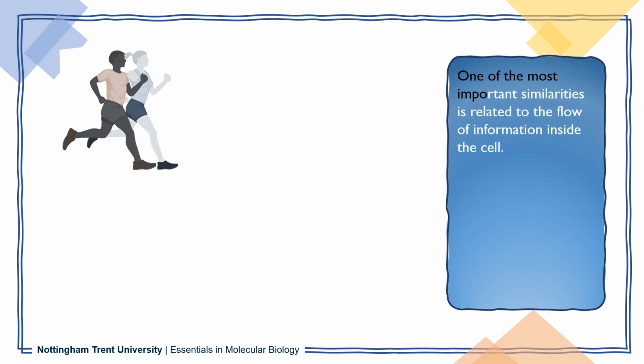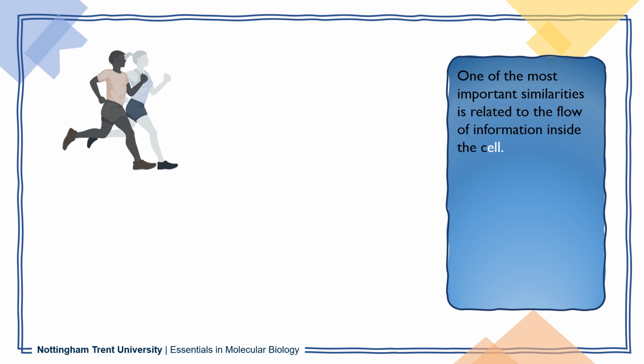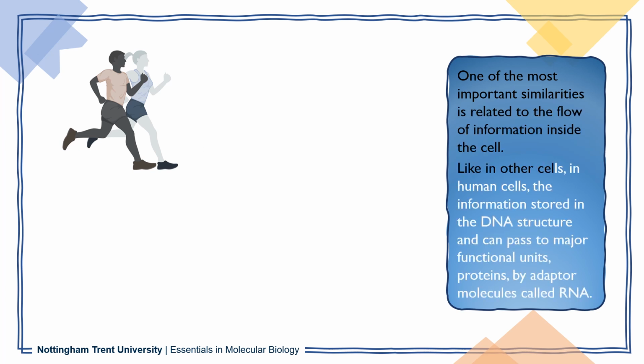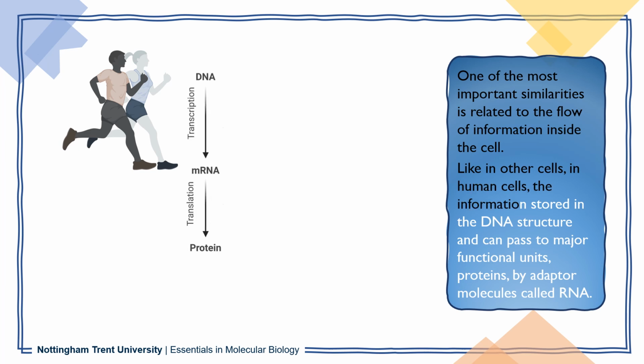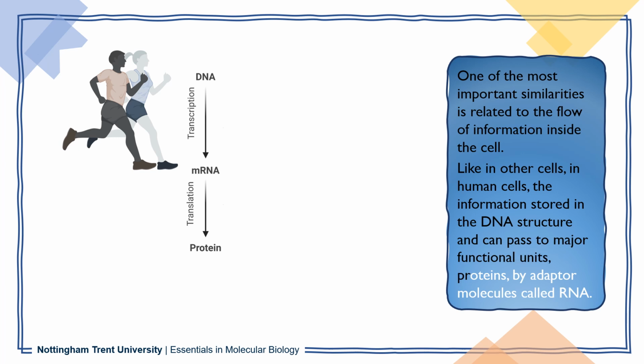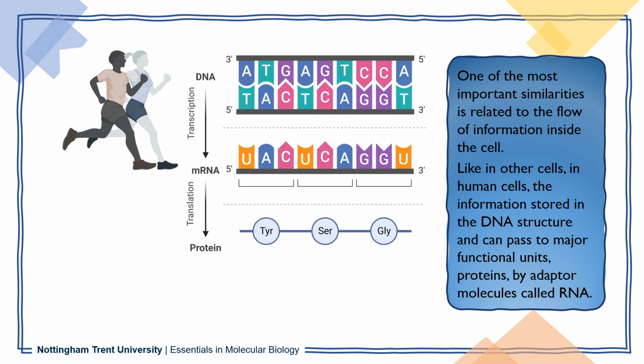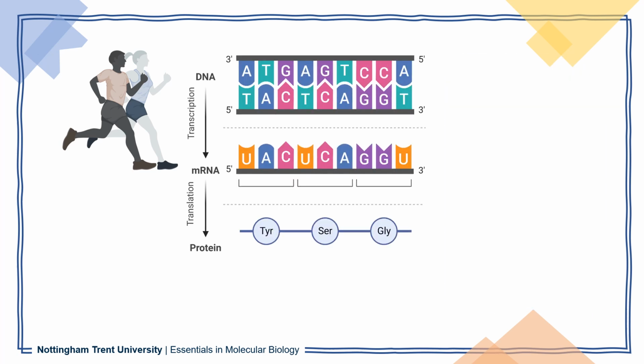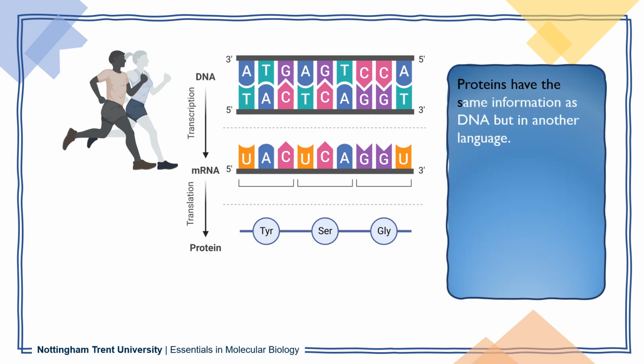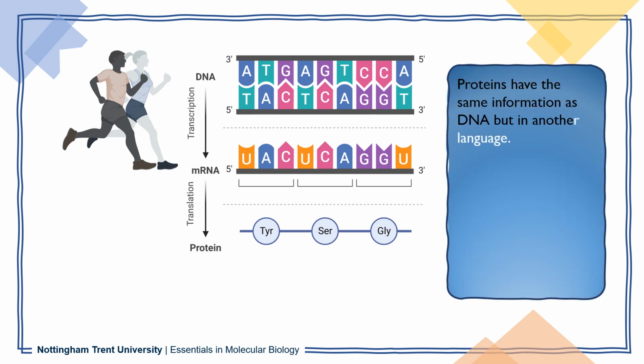One of the most important similarities is related to the flow of information inside the cell. Like in other cells, in human cells, the information stored in the DNA structure can pass to major functional units, proteins, by adapter molecules called RNA. Proteins have the same information as DNA but in another language.